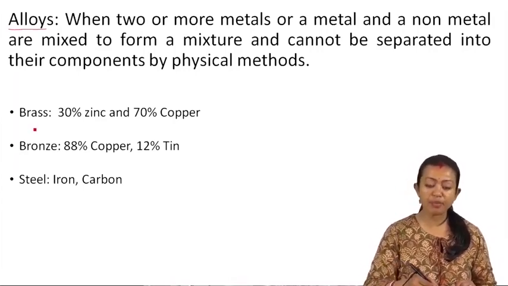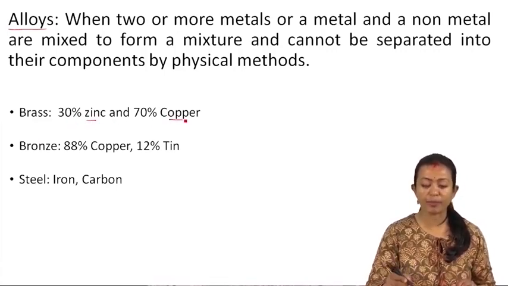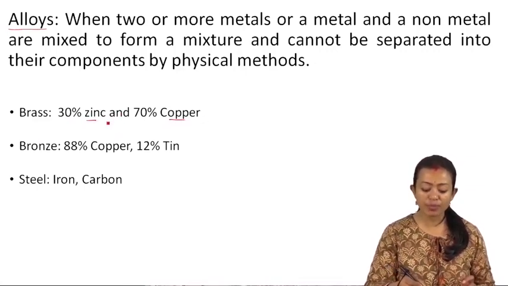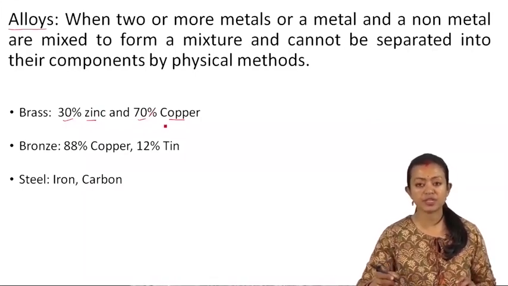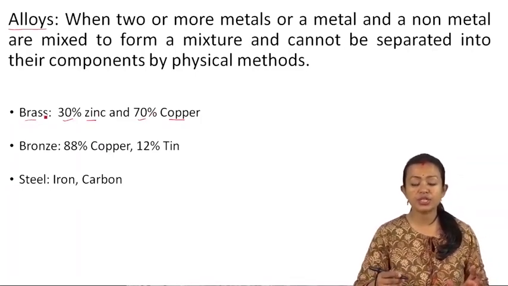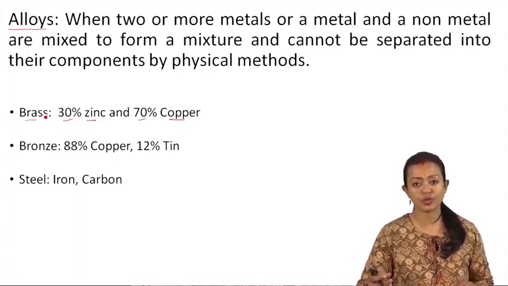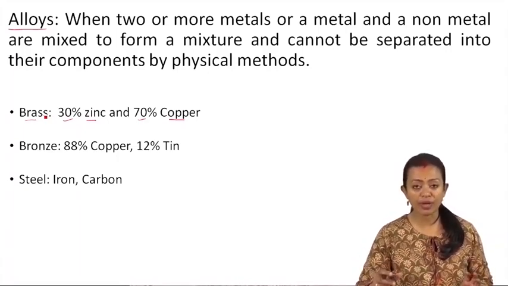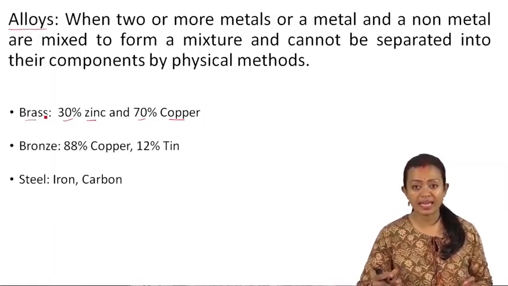Now for example, we have brass. Brass is an alloy which is a combination of two components, zinc metal and copper metal. We find that the composition is 30% and 70%. So 30% of zinc is mixed with 70% of copper to form an alloy which is brass, and it is usually used for making utensils, for making statues, and so on. Okay, and by making an alloy, what happens? The quality of the metal is enhanced. The quality of the constituent components is enhanced.